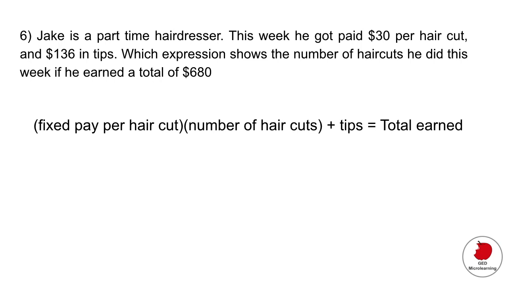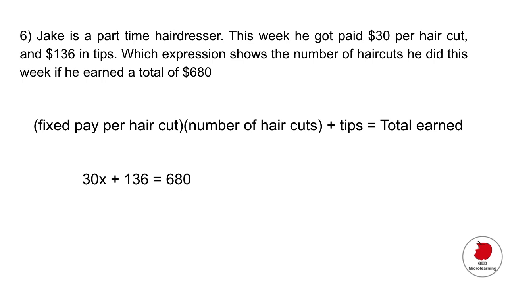So if we look at how much Jake earned in a week, we would multiply what he gets per haircut, okay, so that's the fixed amount, multiplied by the number of haircuts he gives, plus tips. And that would give us the total that he earns. So we know that he gets $30 per haircut. We would multiply that by x, which is the number of haircuts he's going to give. And then they tell us that he earned 136 in tips, okay, so that's plus 136. And that would be equal to the total earned, which was 680.